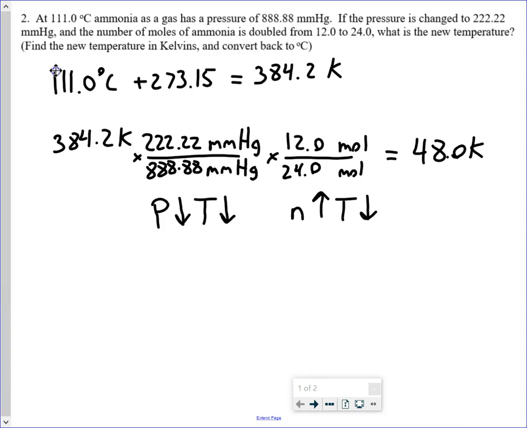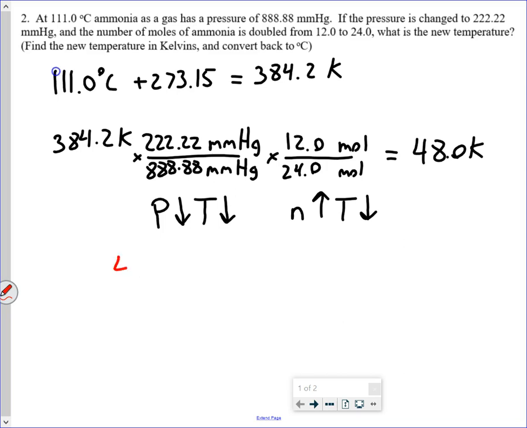Now in this problem, they don't want us to just leave it in Kelvin, they want us to switch it. It says find the new temperature in Kelvin and convert it back to Celsius. So when we switch from Celsius to Kelvin, we add 273. If we're switching from Kelvin back to Celsius, we just subtract the 273.